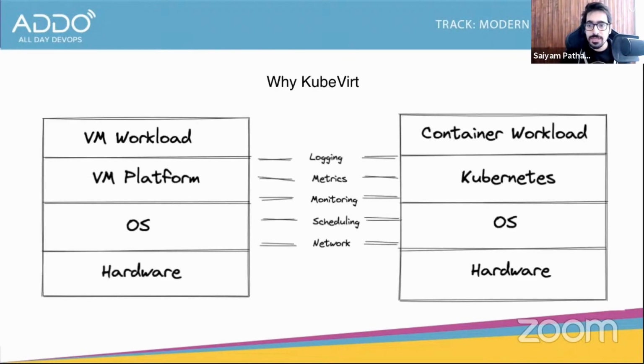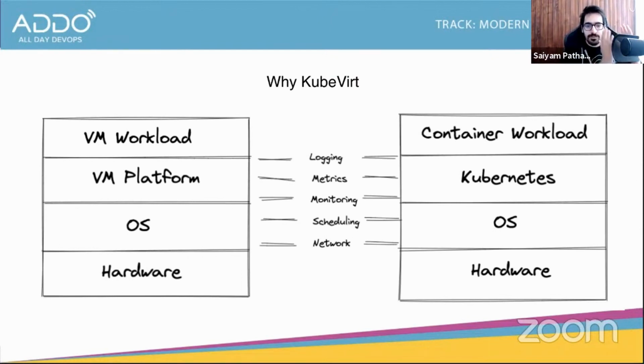Let's see why Kubevirt. Traditionally, on the left hand side, you can see you have hardware, and not just traditionally, even now you have hardware, an operating system, a VM platform, and your VM workload. Now the organizations are moving to the cloud native ecosystem. So you have hardware, an operating system layer, and now a Kubernetes layer on top of that, where you are running your containerized workloads. So this is basically before Kubevirt. Without Kubevirt, this is how you are running your workloads.